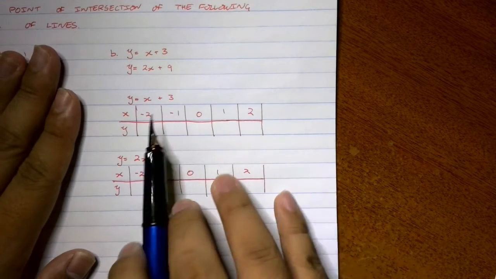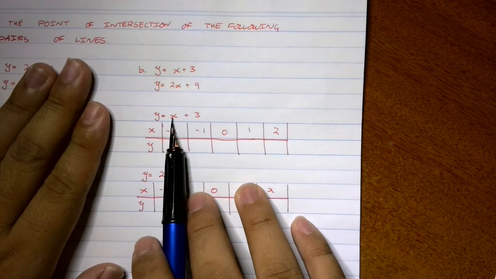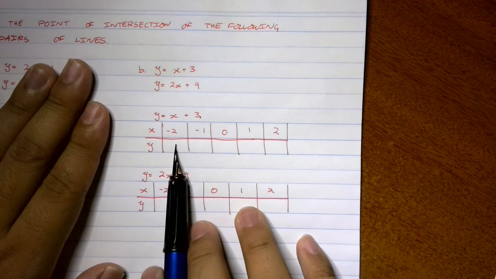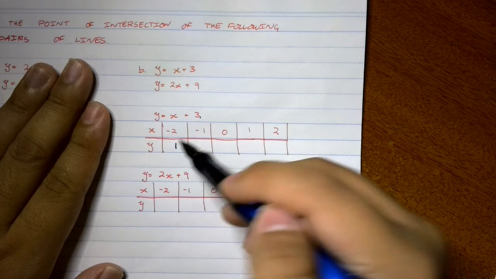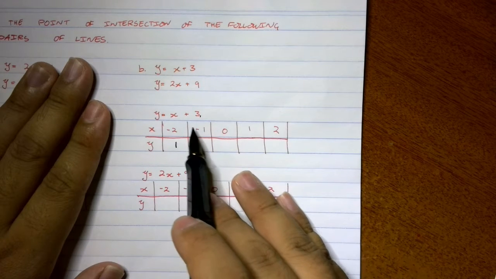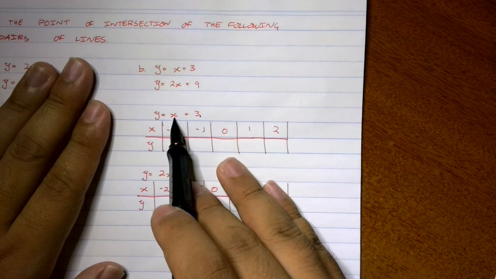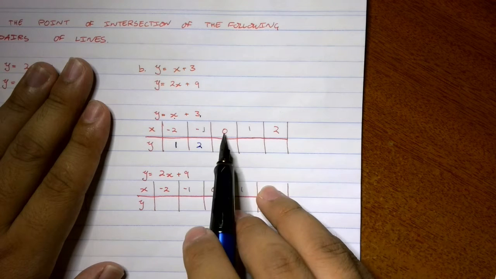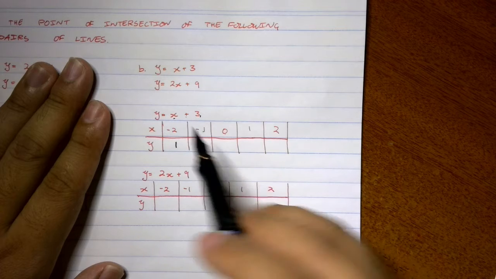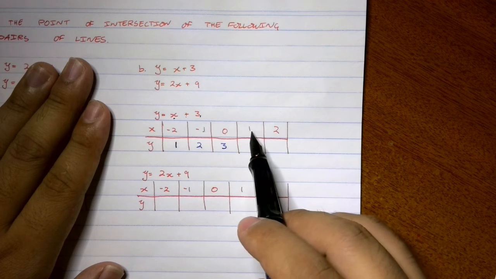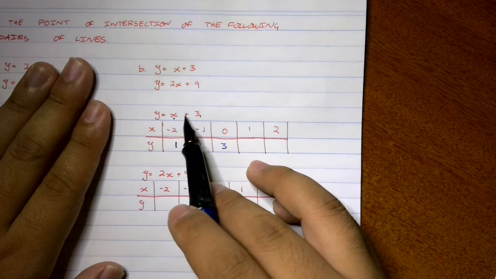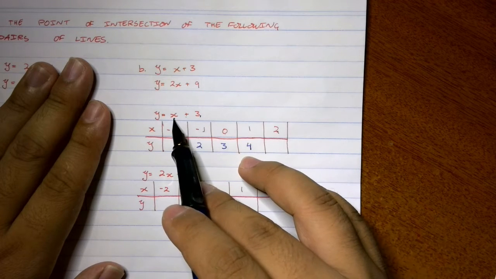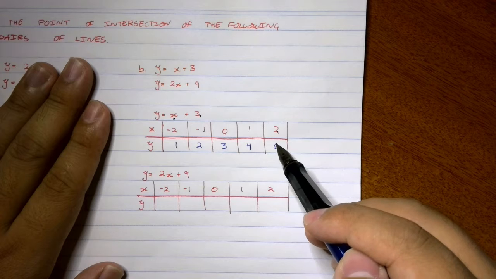Let's do our first one. We substitute -2. So it's going to be -2 plus 3 is going to be 1. -1, because we're substituting this value, -1 plus 3 is 2. 0 plus 3 is 3. 1 plus 3 is 4. And 2 plus 3 is 5.